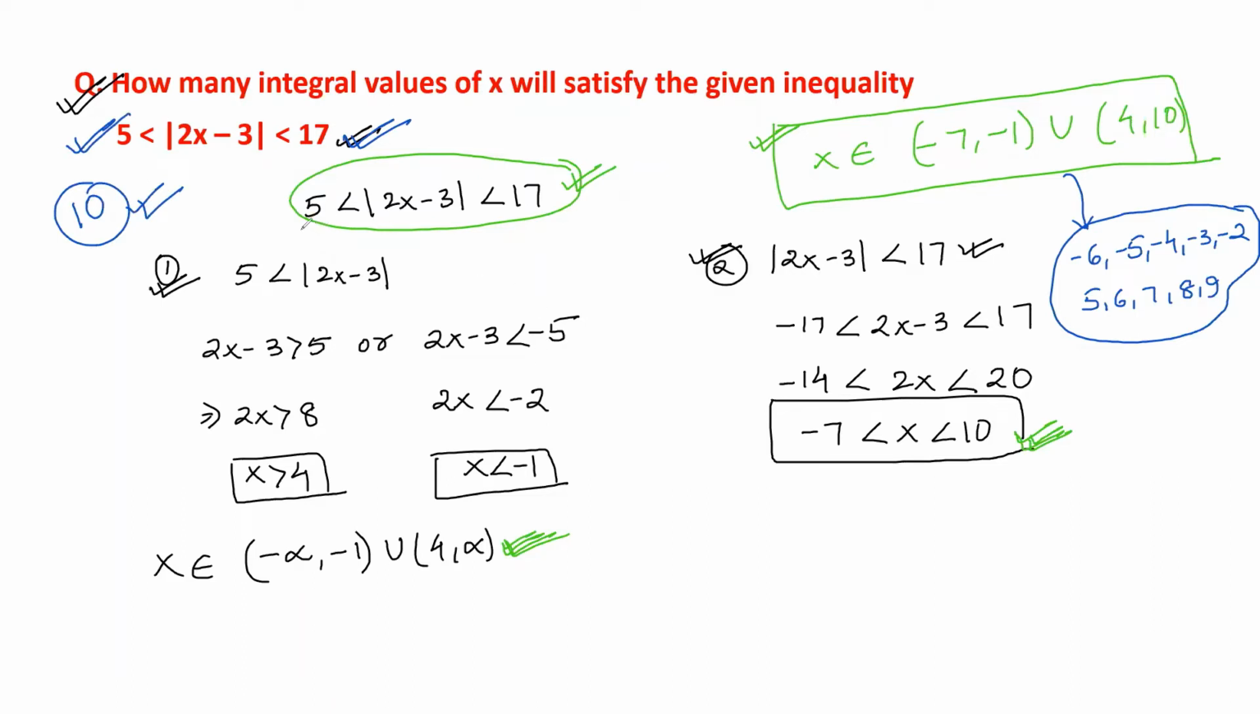So to solve such kind of questions, we can simply break it into two parts and then we can find the individual range of values of x. And then finally, we can take the intersection of these two range of values of x to get the final range which would be satisfying the complete inequality.